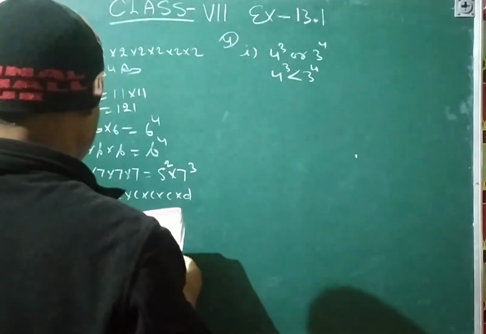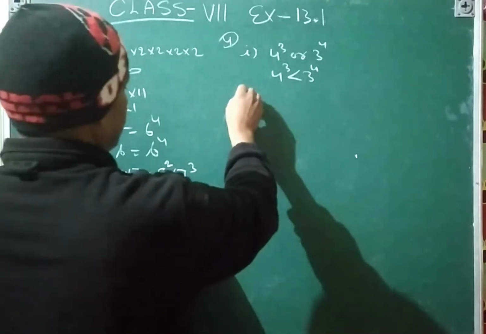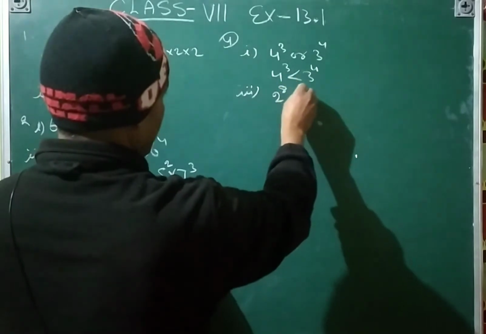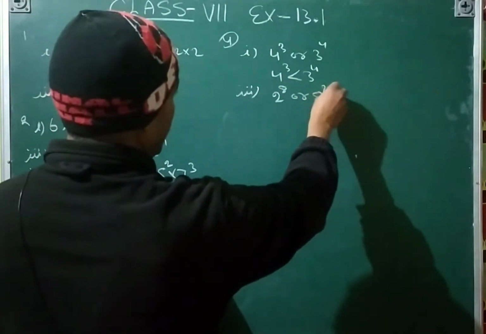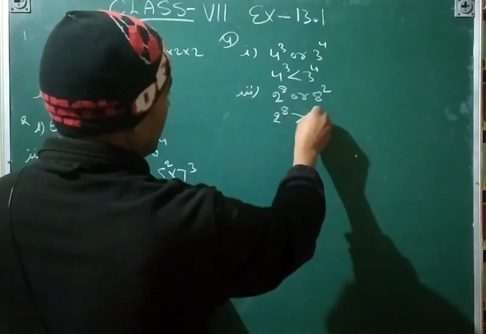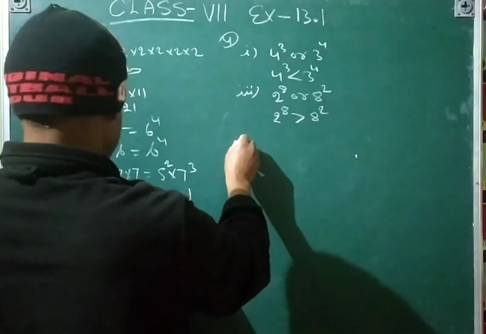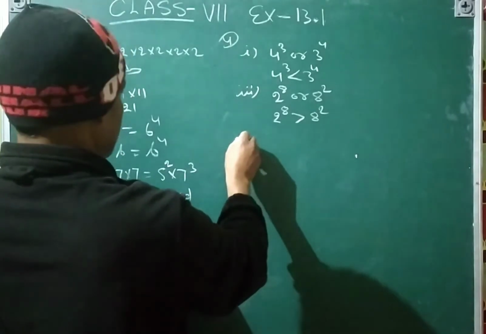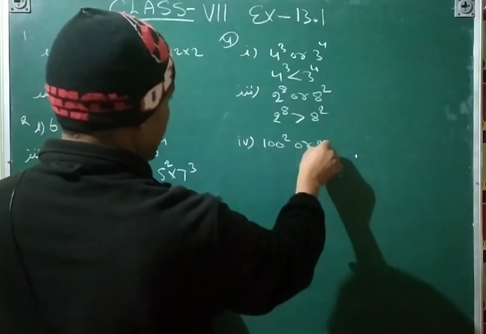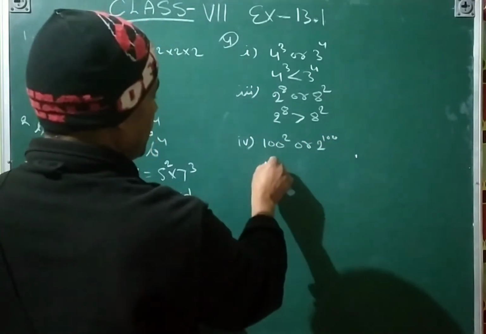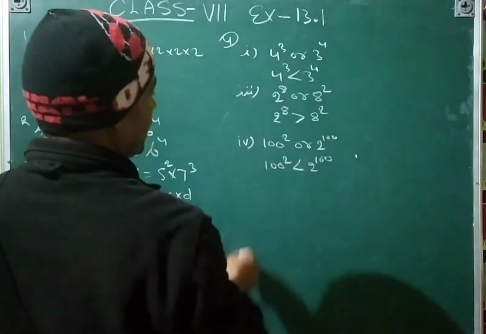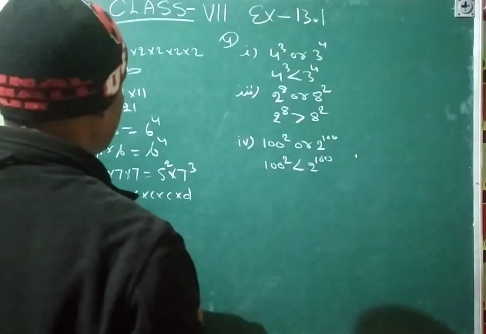And then similarly you can see the third part: 2 power 8 or 8 power 2. 2 power 8 is obviously greater than 8 power 2. And then see the fourth part: 100 power 2 or 2 power 100. So the power 100 is greater than the base, so 2 power 100 is greater. Similarly you can do that also.